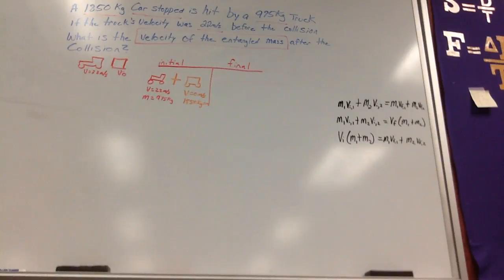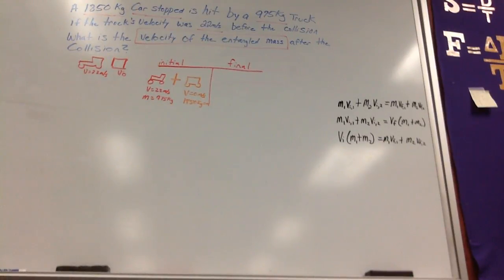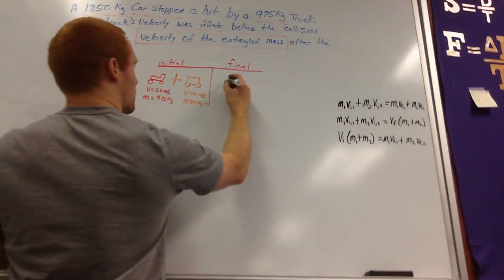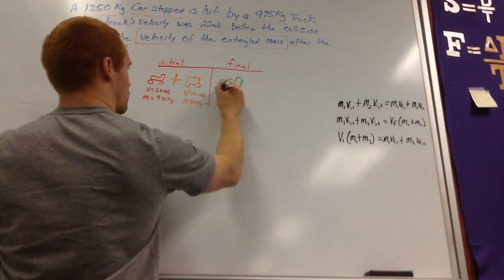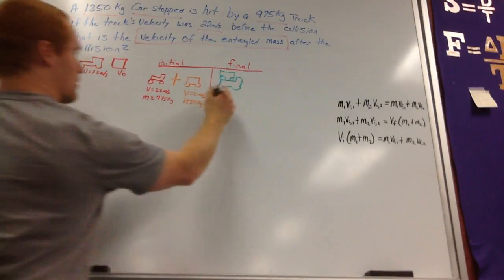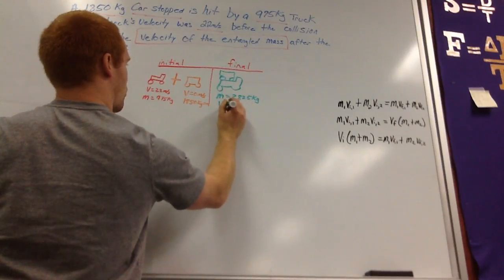So we have the initial, now we need the final. For the final it says, what is the velocity of the entangled mass? And so what's going to happen is it's going to be both the mass of the truck and the mass of the car. So we're going to have to add those two masses together, and that will get us the mass of our final picture. So 975 and 1850 is 2825. I'm going to use a different color, green. And so we're going to have a truck car. I'm just going to put the car on top. The mass was 2825 kilograms, pretty sure, and we are solving for its velocity.